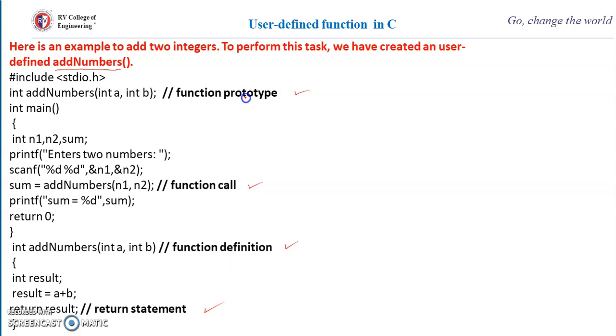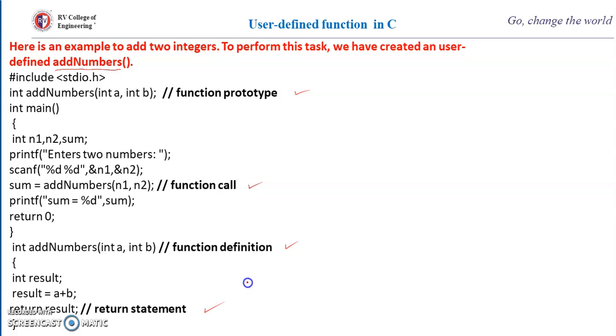The function prototype we write after the header file and before the main function. The function call we write inside the main function, and the function definition will be outside the main function, and inside the function definition there will be a return statement.